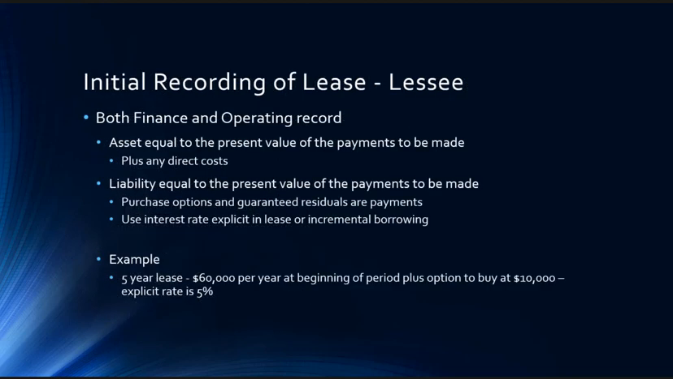So how do we record this initially? When you first start the lease, on the day it's signed and everything is agreed to, we look at the present value of the payments to be made. The asset is equal to that present value for both the finance and operating leases. So for this part, it doesn't matter which it is, finance or operating. You're going to take the present value, using the present value principles we learned earlier.